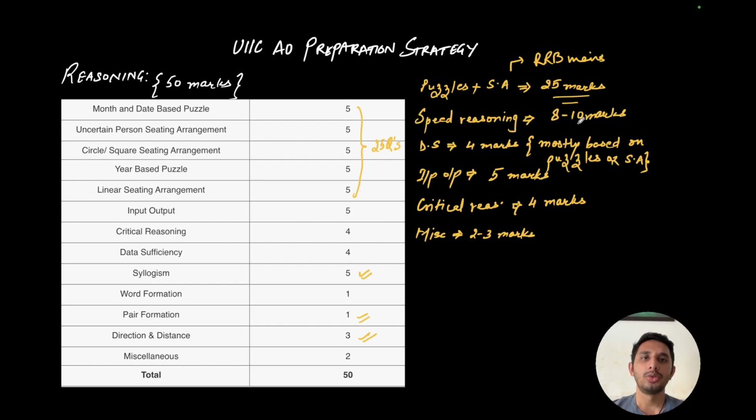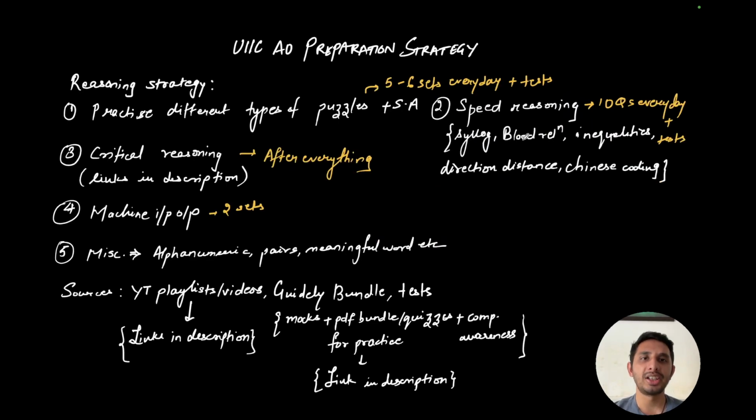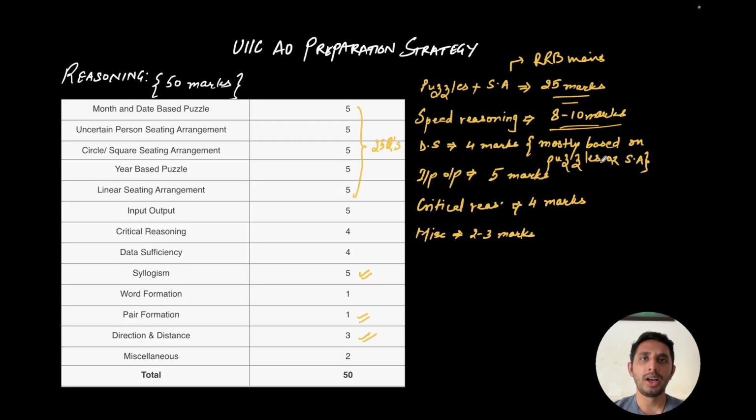All right. So after this, speed reasoning will be asked, which will be of 8 to 10 marks. Speed reasoning includes what all things? Speed reasoning I have covered here. Speed reasoning includes logic, blood relation, inequalities, direction, distance, Chinese coding, decoding, which are quite easy and doable, and you can fetch quick marks there.